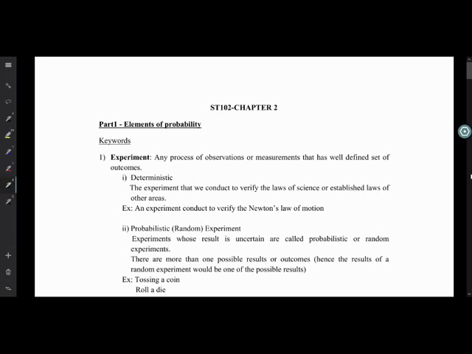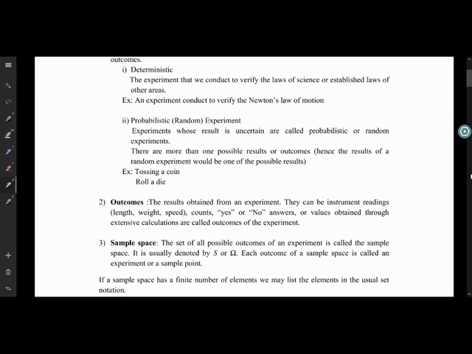On the other hand, probabilistic experiments or random experiments are the experiments whose result is uncertain, which means we do not know the final outcome until we perform the experiment. There can be more than one possible outcome, but the answer will be only one of them. For example, if we toss a coin, we know that there are two possible outcomes, head or tail, but until we finish the experiment, we do not know what will be the final outcome. Hence, the second keyword is the outcomes.